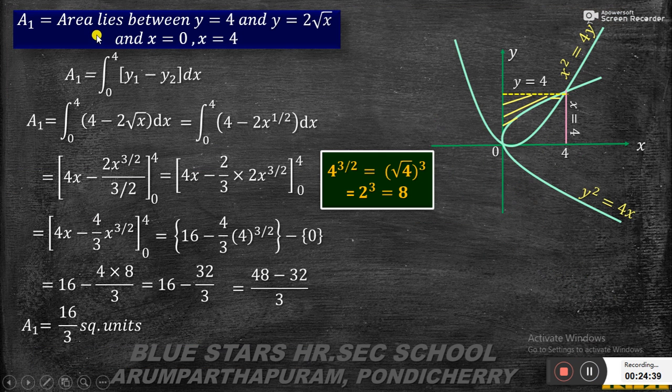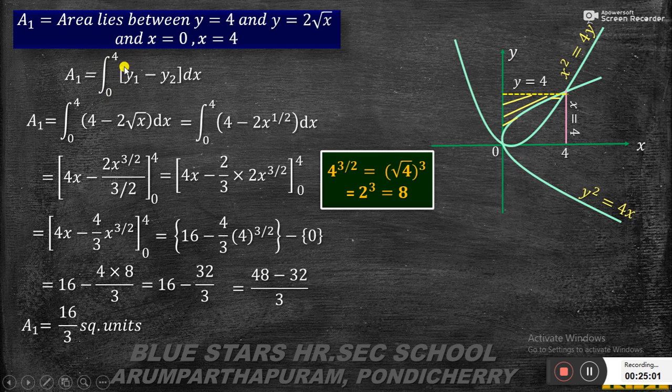So see, the area A1 lies between y equal to 4 and y equal to 2 root x. Now I calculate the area between y equal to 4, y equal to 2 root x, and x equal to 0, x equal to 4. So now A1 means the area between y equal to, that means 0 to 4.